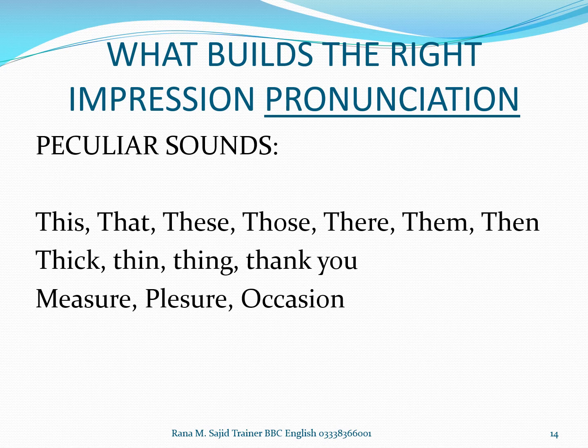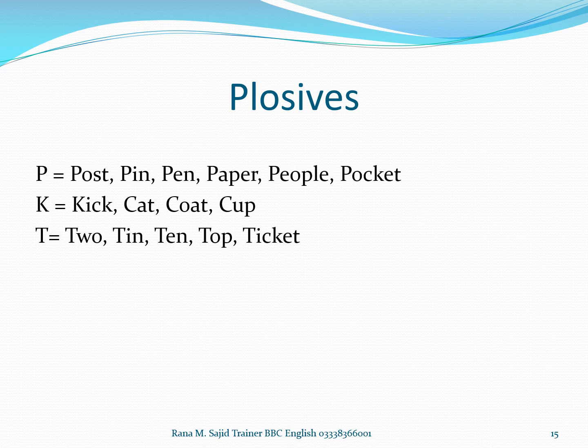So these peculiar sounds are very important to learn because they develop a good impression on the native users of the language. Now these three, as we have already discussed, are called plosives, the sounds of p, k and t. So whenever they follow a vowel sound, they are produced as p, k and t instead of p, k, t. So the examples of p are post, pin, pen, paper, people, pocket.